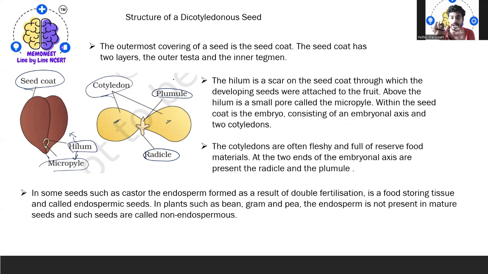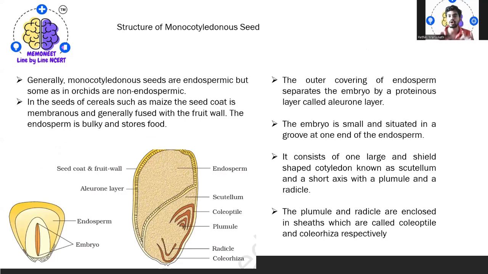In plants such as bean, gram, and pea, the endosperm is not present in the matured seed, and such seeds are called non-endospermic seeds. In monocotyledon seeds it is again different, as you can see in this figure. Generally in monocotyledons the seeds are endospermic, but some, such as orchids, are non-endospermic seeds.